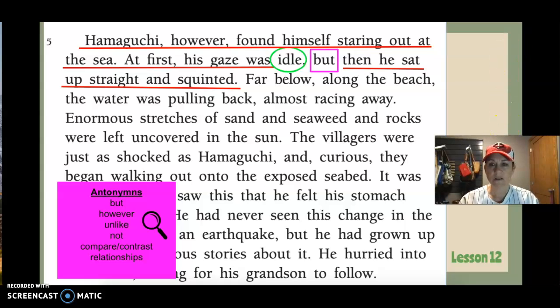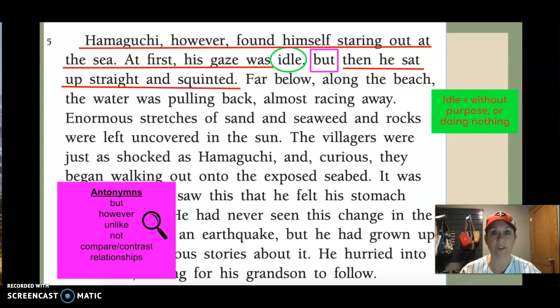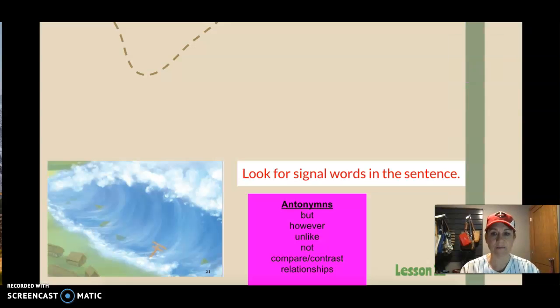Okay, so the opposite is that he sat straight up and squinted. His gaze was idle. What do you think that means? If you said that he was without a purpose or he was doing nothing, you are correct. All right. Let's move on.